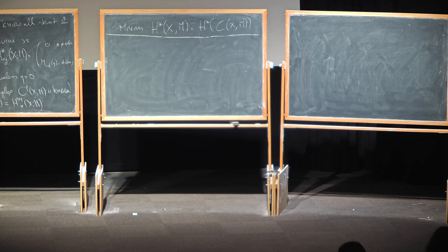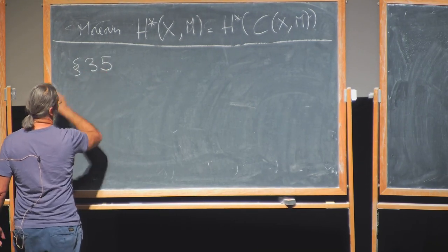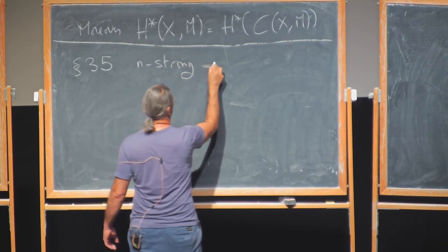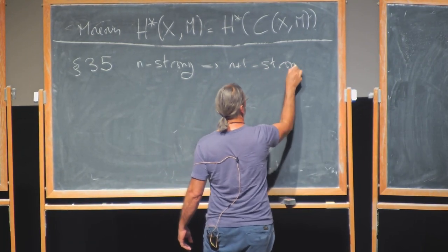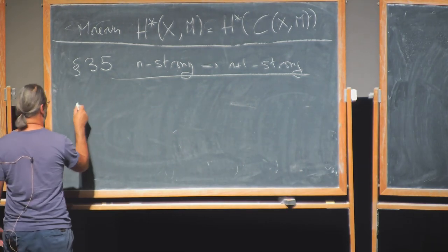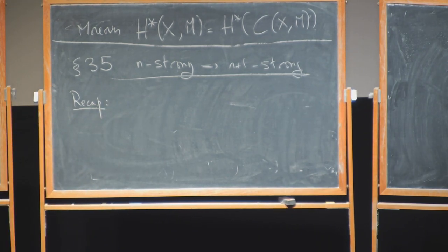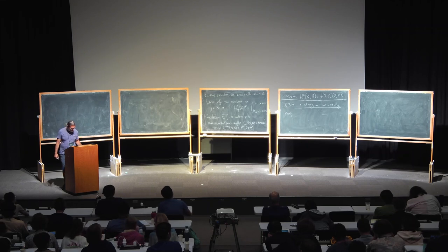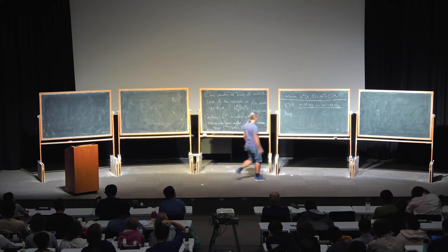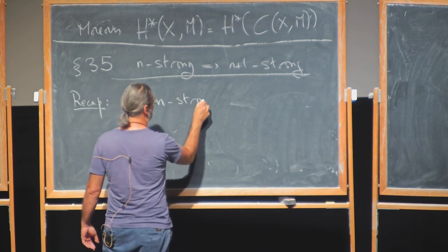Now we come to the actual proof. Proposition 3.5: n strong implies n plus 1 strong. Maybe I should do a small recap. It's good to keep in mind two things. I just said them actually, but let me follow my notes. I will take M to be n strongly invariant.